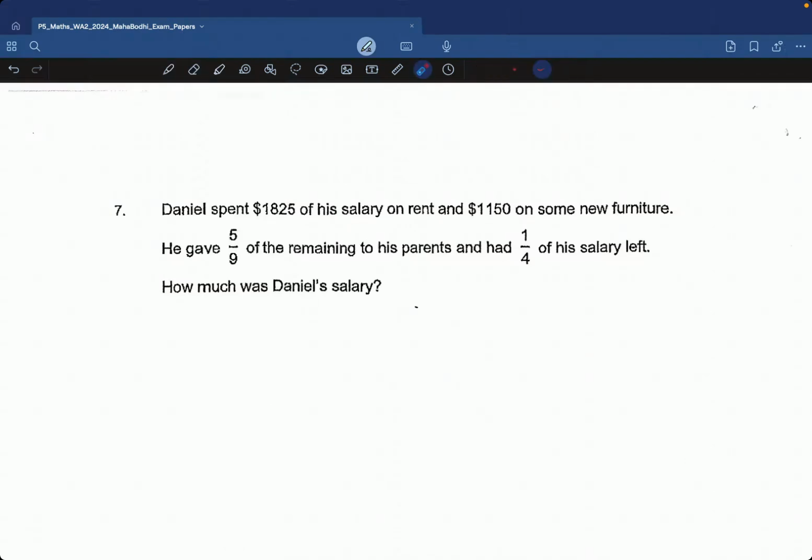Question 7. Daniel spent $1,825 on his rent and new furniture. He gave 5/9 of the remaining to his parents and 1/4 of his salary was left. How much was Daniel's salary? So we can do branching. Salary, and then he spent $1,825 on rent, not on the salary, and then plus $1,150 on furniture.